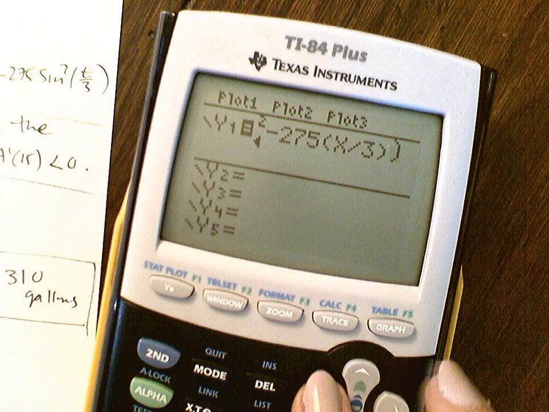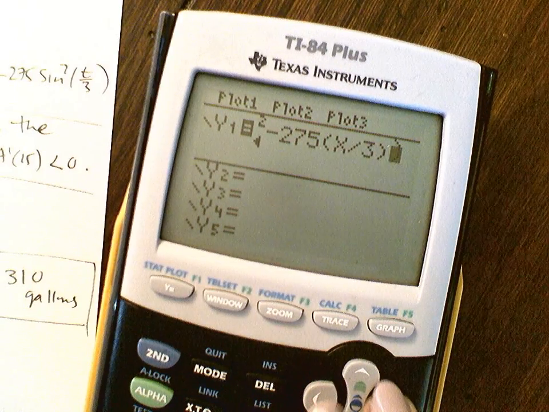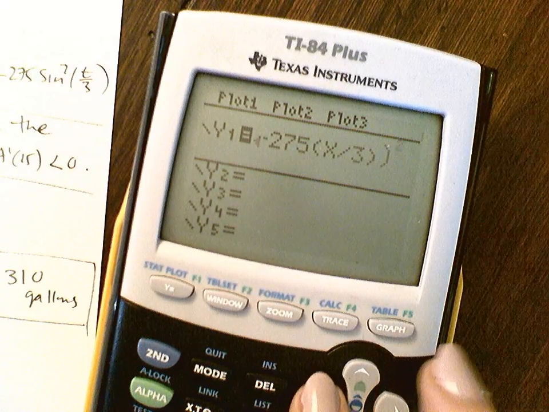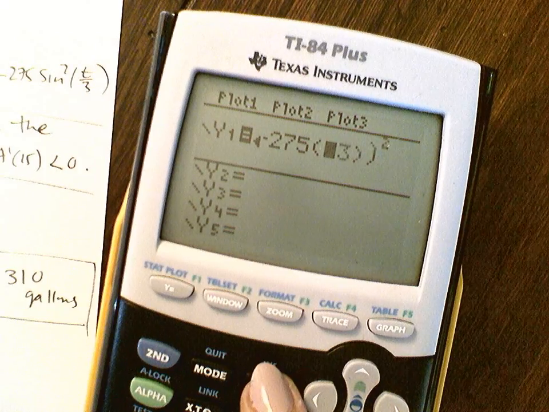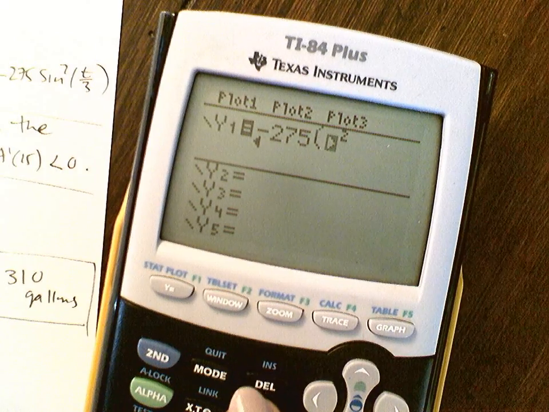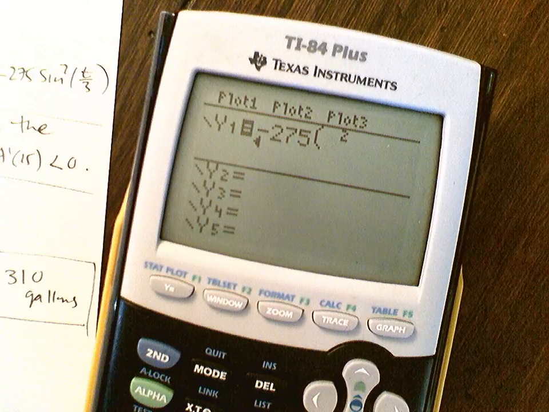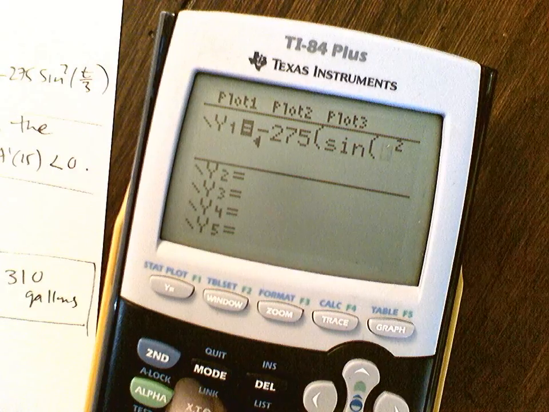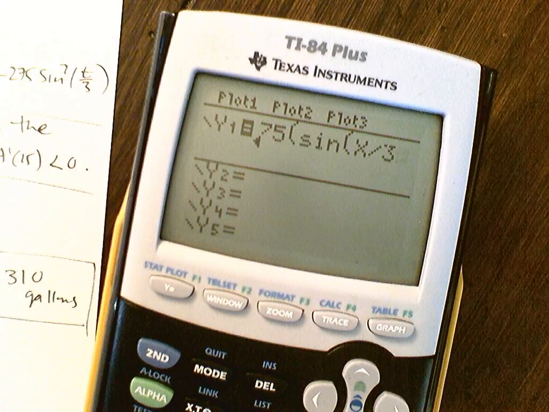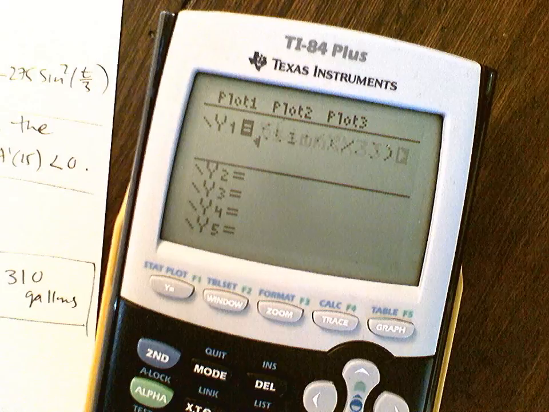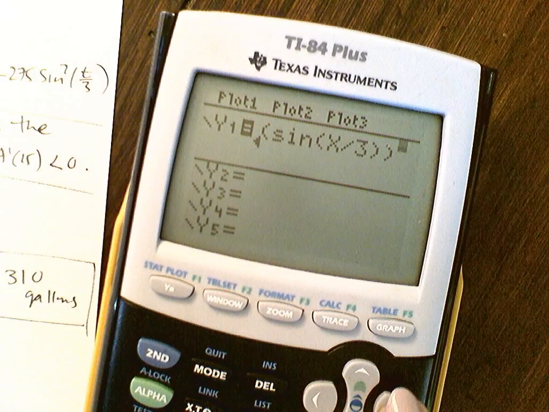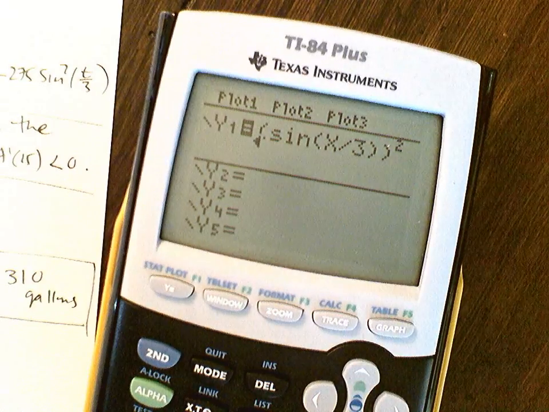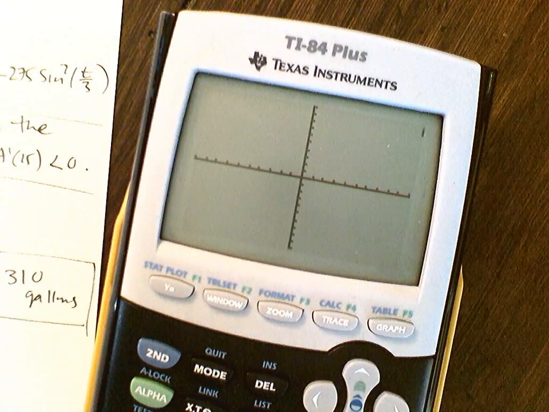Whoopsie. I needed, no, that's okay, I think. All right, squared. I messed up. Okay, so I needed sine there. Sine, and then x over 3. Double parentheses. Did I already square it? Yep, squared. Okay, and then graph, please work.